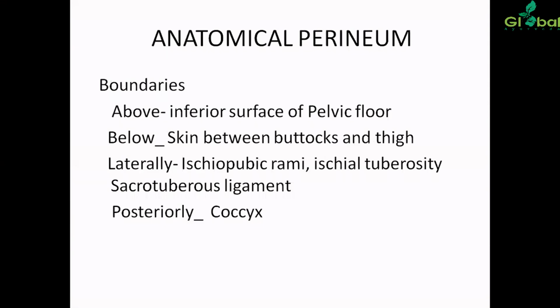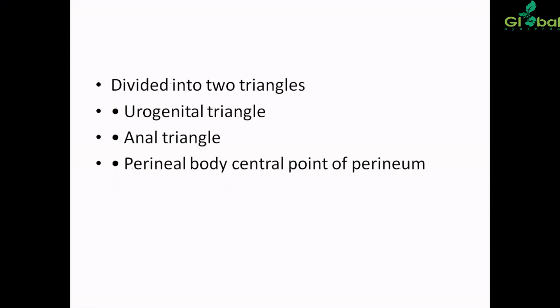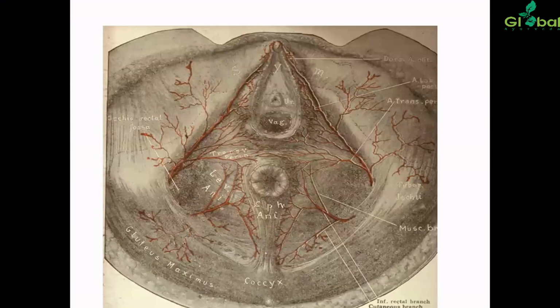Then coming to the anatomical perineum. The boundaries include, above, the inferior surface of the pelvic floor; below, the skin between the buttocks and thigh; laterally, the ischiopubic ramus, ischial tuberosity, and sacrotuberous ligament; and posteriorly, the coccyx. Then this is divided into two triangles, anteriorly the urogenital triangle and posteriorly the anal triangle, with the perineal body being the central point of the perineum. In the picture, we can see the anterior triangle and the posterior triangle.